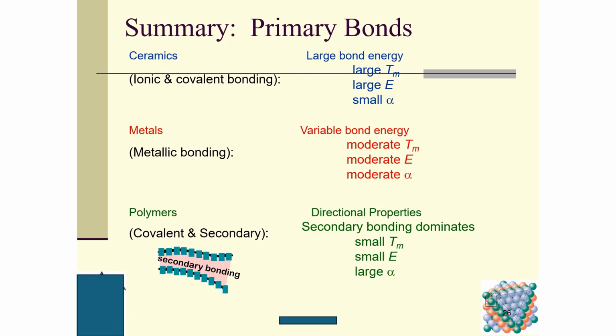And for polymers, they contain both covalent and secondary bonding. And for this, we have directional properties. You can see this is understandable. Directional means that, for example, along this chain, it is strong, and perpendicular to this chain, interchain, we have very, very small secondary bonding. So for this kind of material, we have small Tm, small E, and large alpha.